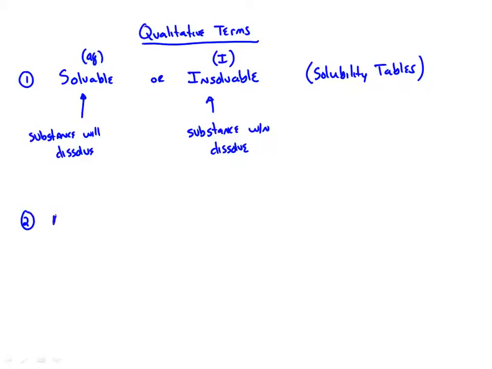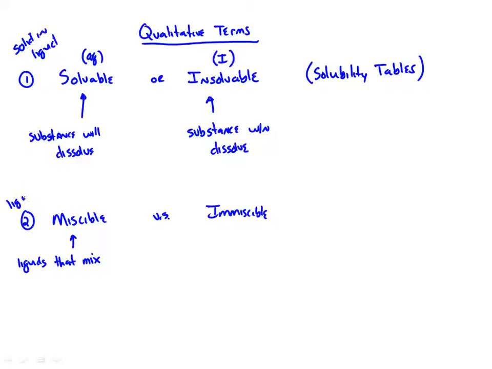A second set of terms we can use are miscible versus immiscible. Miscible is generally confined to liquids that mix, meaning we don't talk about something being miscible if it's a solid in a liquid. The soluble and insoluble part is generally a solid in a liquid, and this definition is really for liquids in liquids. So liquids that mix are miscible, liquids that are incapable of mixing are immiscible. For miscible, we can think of ethanol and water. We know that they can mix in any ratio. Something that's immiscible is like salad dressing. Basically, oil and water we know don't mix.